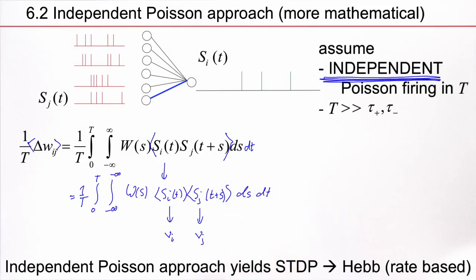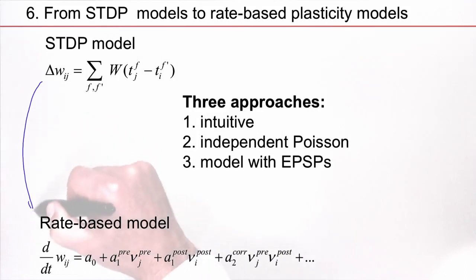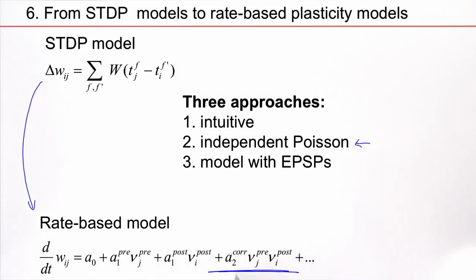All the time dependence has gone, so I can take the integral directly over W of s ds from minus infinity to plus infinity, and then I have another integral from 0 to T over something that's constant in time, so this just cancels out, which means my weight change, delta wij over T, expected, is the presynaptic rate times the postsynaptic rate times the integral over the learning window. Thus, we made the transition from an STDP model to a rate-based model, and what we found is that under the assumption of independent Poisson processes, we get a term that corresponds to the correlation term with a prefactor A2 corr, which is equal to the integral over the learning window.